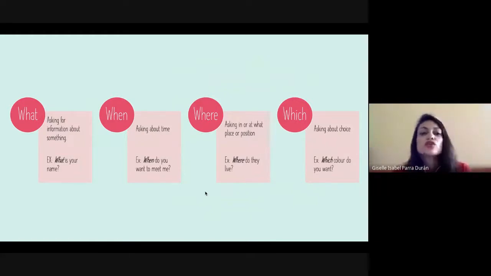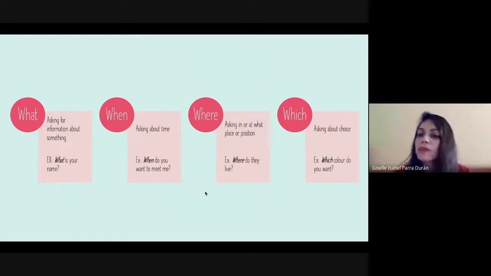We have also when. We're going to use it when we want to ask about the time. For example, when do you want to meet me? We're going to use where when we want to ask about a place or a position. For example, where do they live? They live in Santa Rosa, or they live in Mexico City.